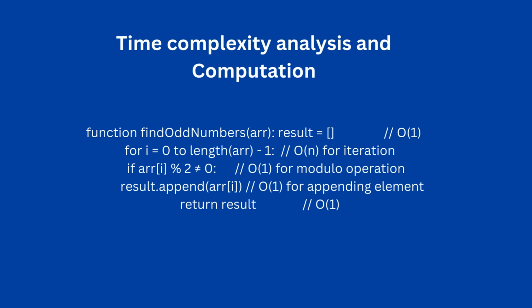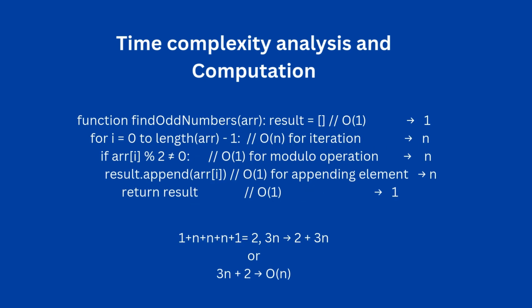And now the complexity analysis and computation. So here's a pseudocode for us to determine the frequency of each operation in the code. And now we have this pseudocode with the corresponding frequency of each operation. So we have 1 plus n plus 1 that equals 2 plus 3n, or 2 plus 3n. And now we can ignore the constant, so that gives us the O of n time complexity.